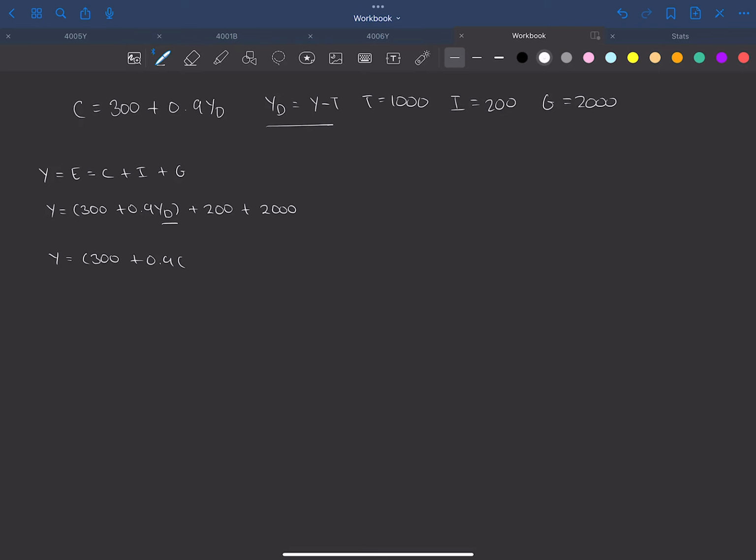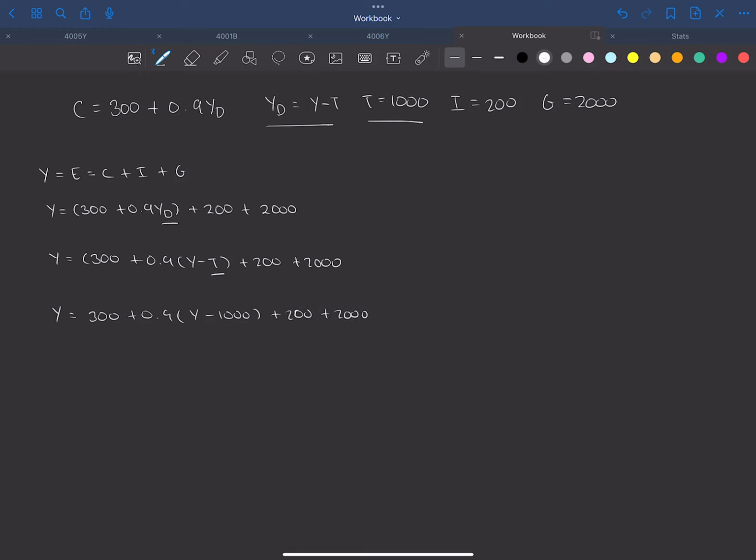So you just substitute that in, simple as, which becomes Y minus T plus 200 plus 2,000. And would you look at that? There's a T. We're also given T. Don't need to look anywhere else, right? Just for this question. Other questions may be different, I must disclaim again. Because the question's given us T, we can substitute T in, right? So we've got 300 plus 0.9 Y minus 1,000 plus 200 plus 2,000.